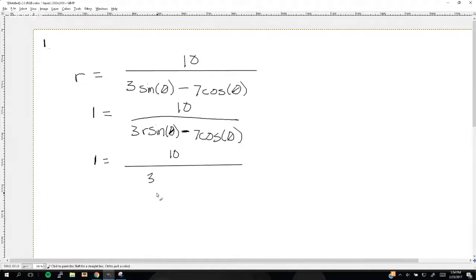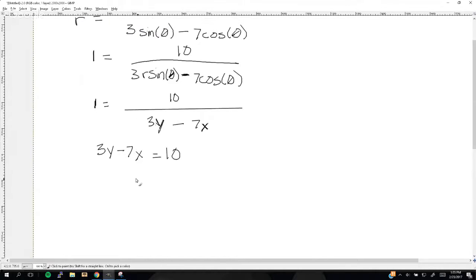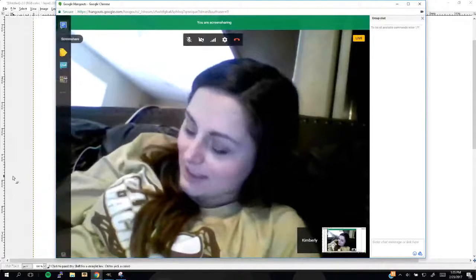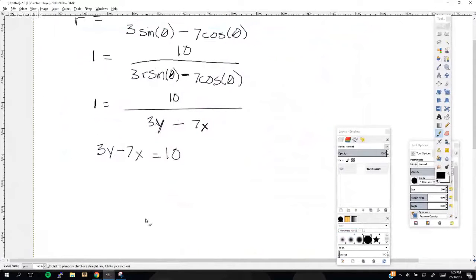Okay, so our sine theta becomes y, and then 7 cosine theta becomes x, and then you divide that over. Well, you times it over, so you get 3y minus 7x equals 10. That's what I got. I did it in a little bit different way, but I think you can do these problems in all sorts of ways. I got the same thing as you. Really? That's funny. One second and I'll show you.